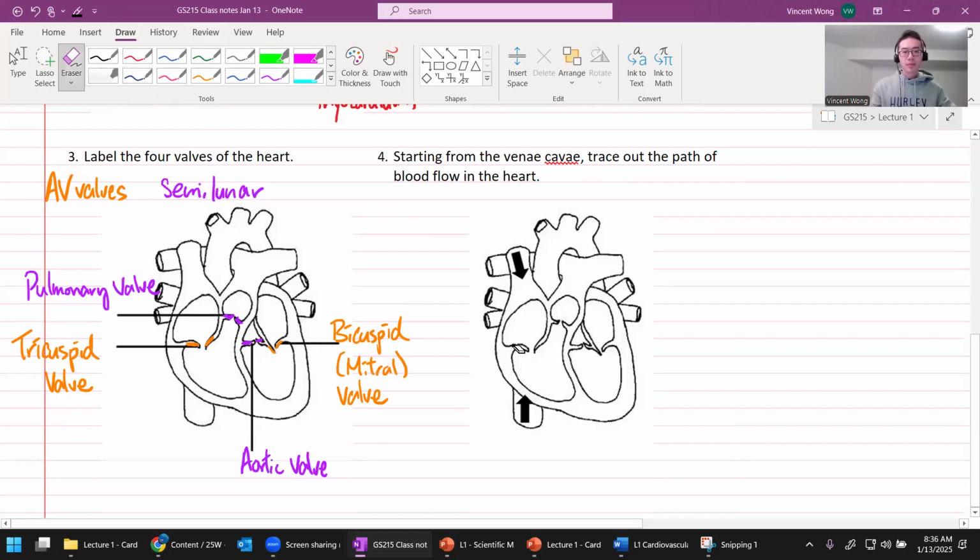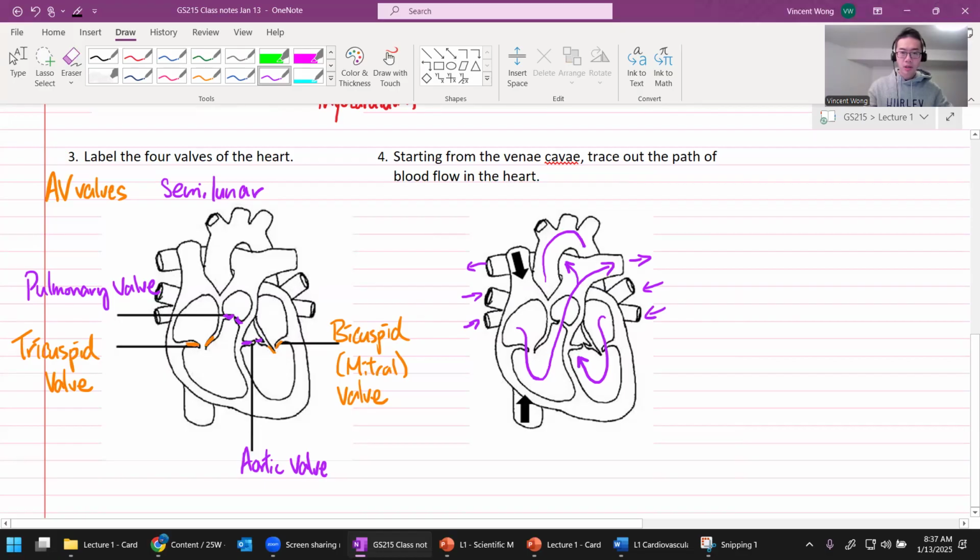Okay, last but not least, we have the blood flow here. You should be pretty familiar with that by now. Superior and inferior vena cava feeds into the right atrium, then it's going to go to the right ventricle through the tricuspid valve, of course. And it's going to go through the pulmonary artery to the lungs. They will come back and enter on the left side of the heart.